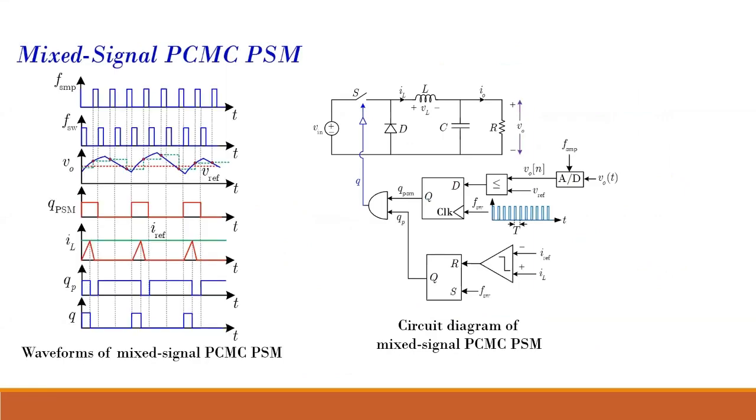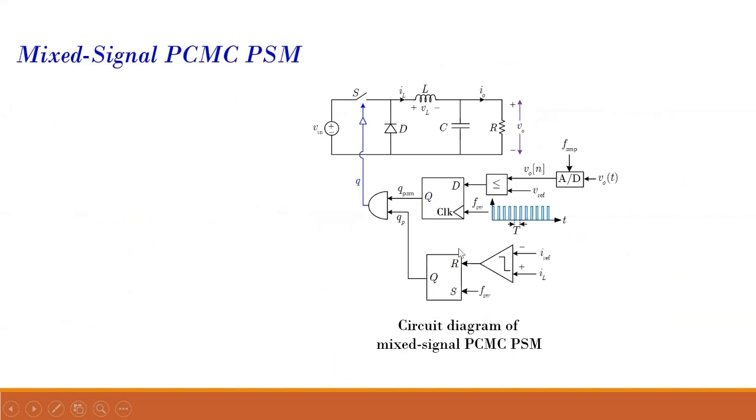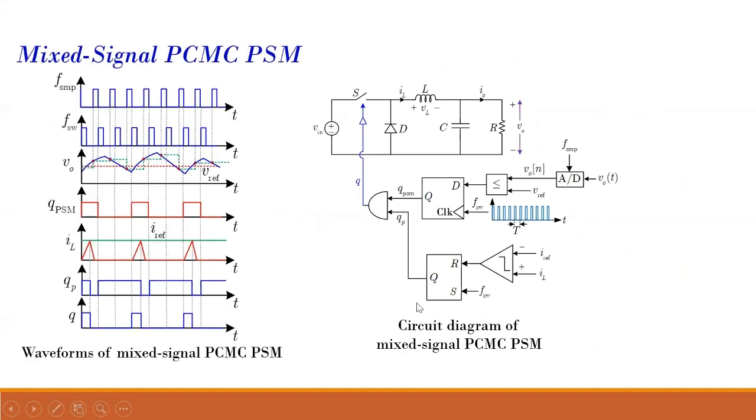Similarly, there is mixed signal peak current control, where instead of our earlier QP being a set of pulses, QP is now derived from a peak current mode control mixed signal logic. It is a similar operation, just the way this QP is generated is different. Everything else is the same.